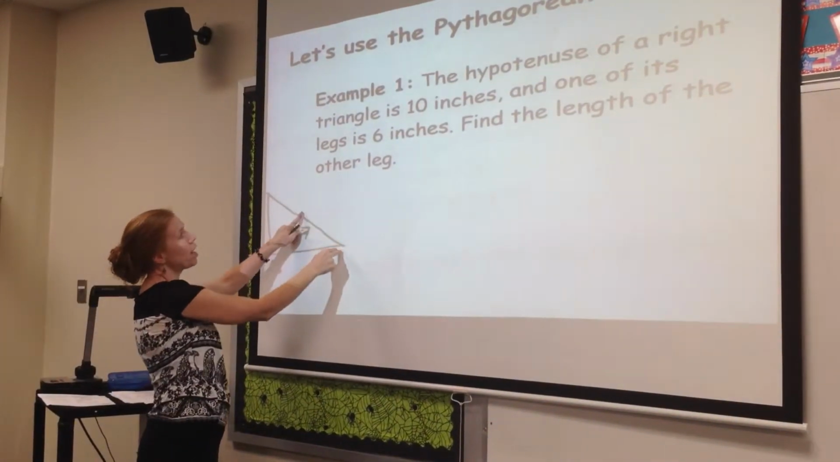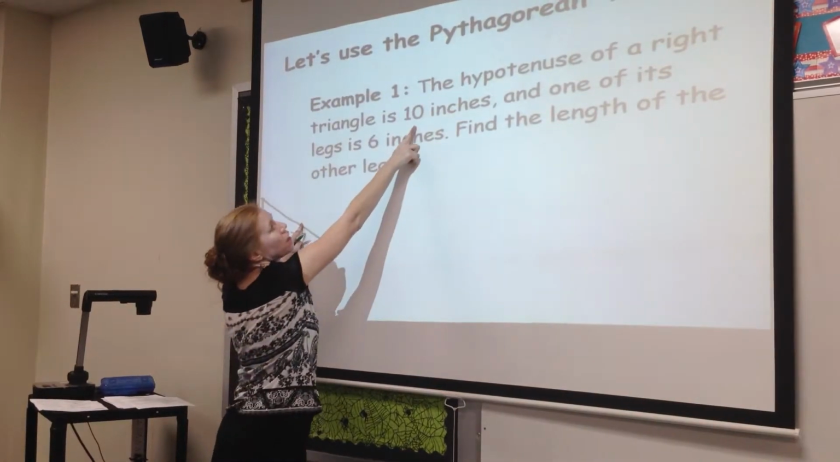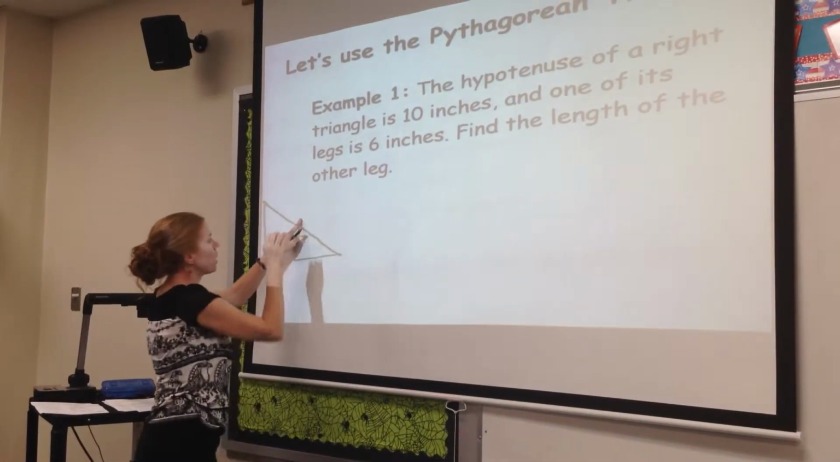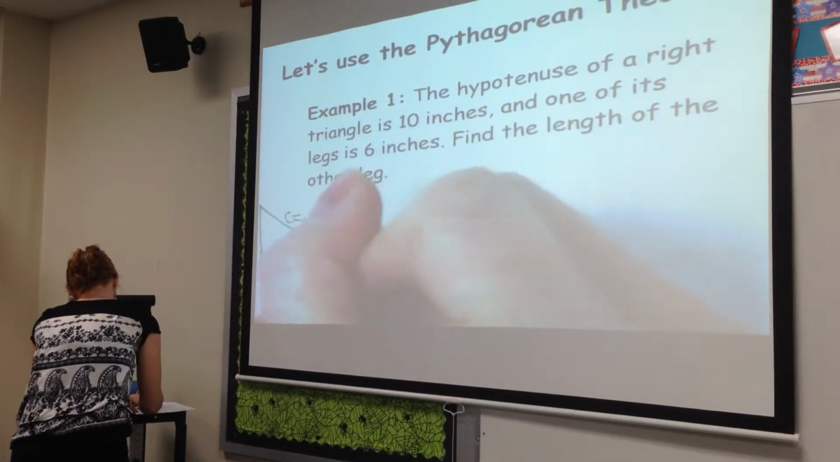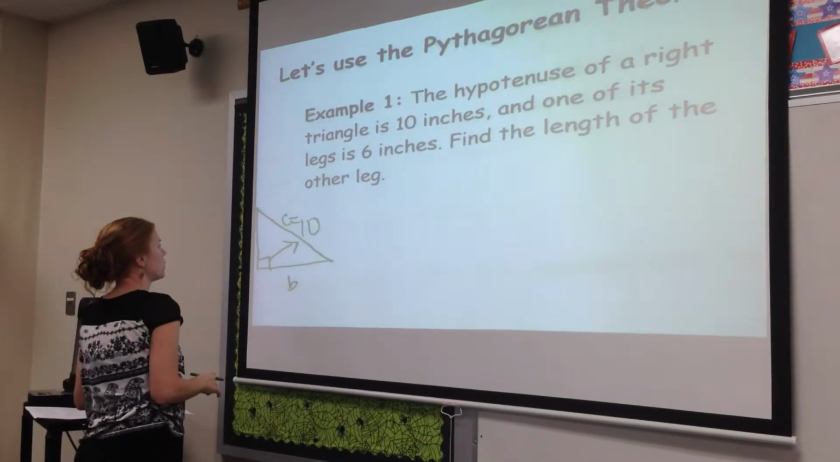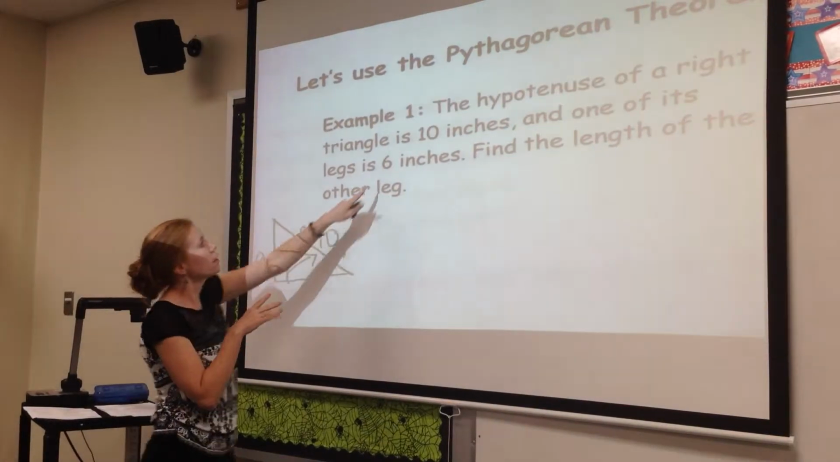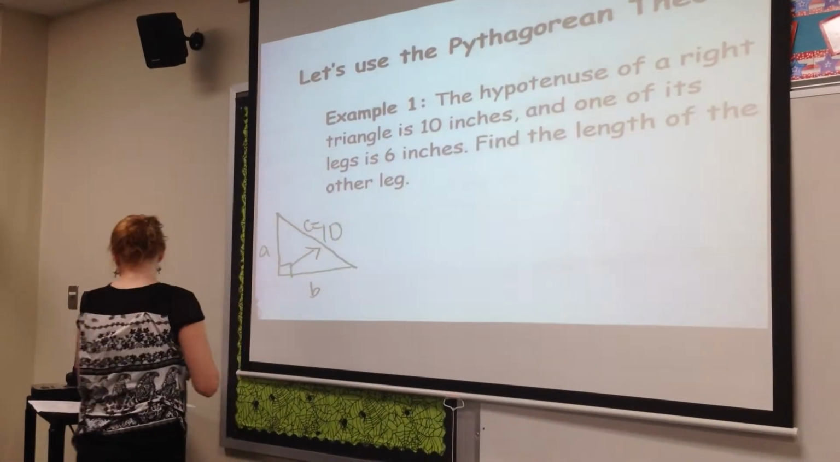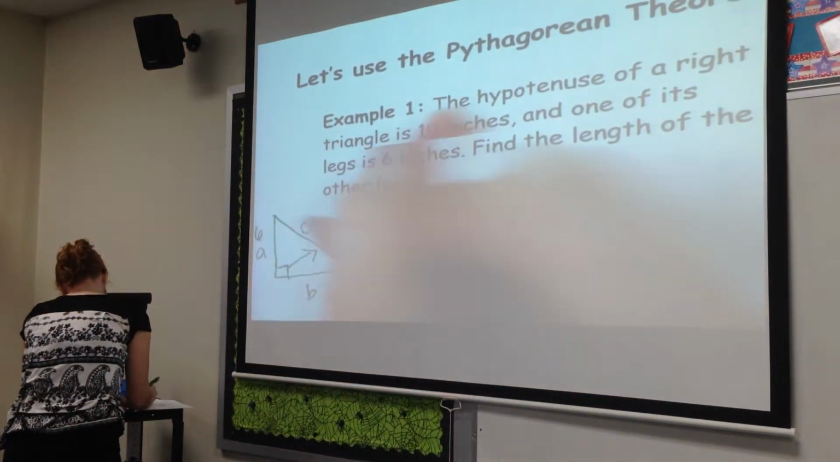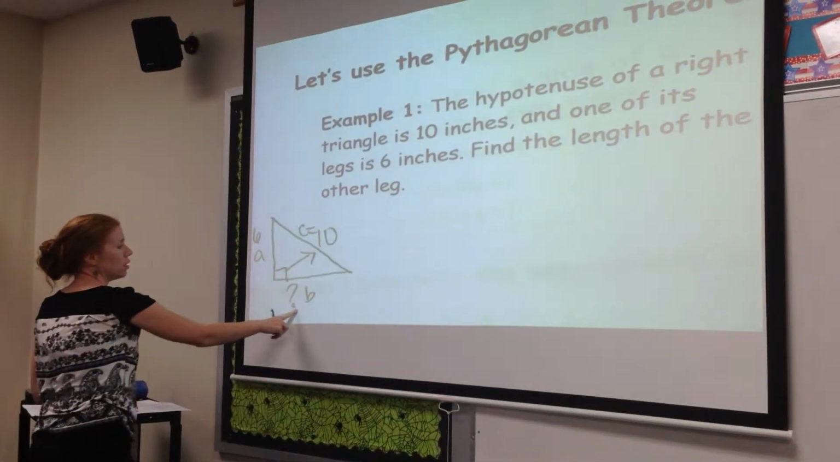So here's my hypotenuse. It told me that was 10. So I put down 10 here. Okay, and it says 6 is one of the legs, so it doesn't matter which. And this one, I don't know.